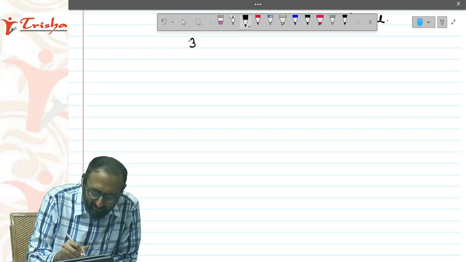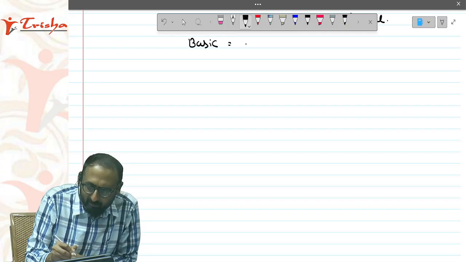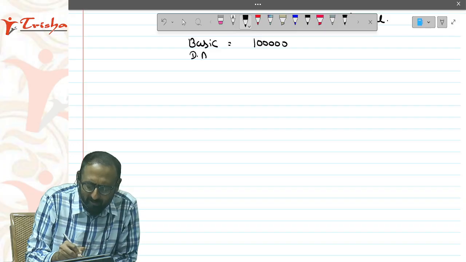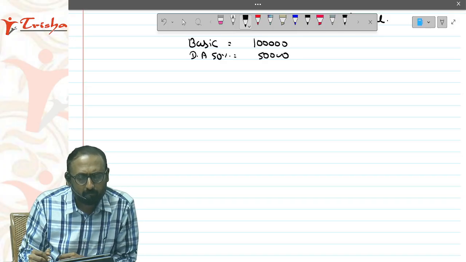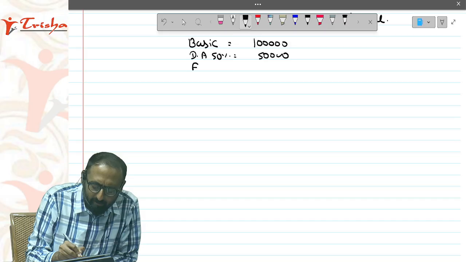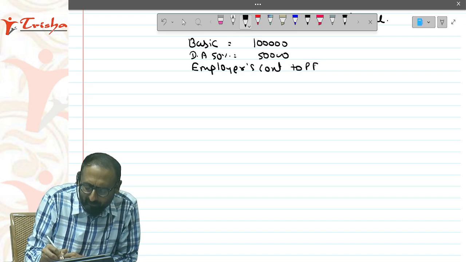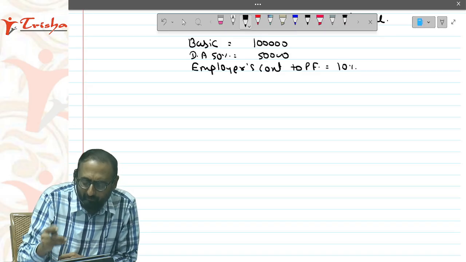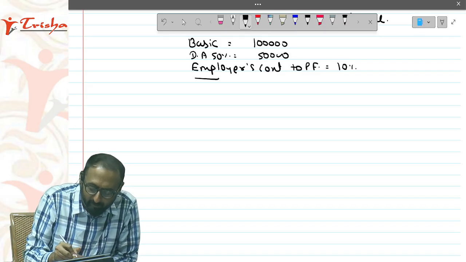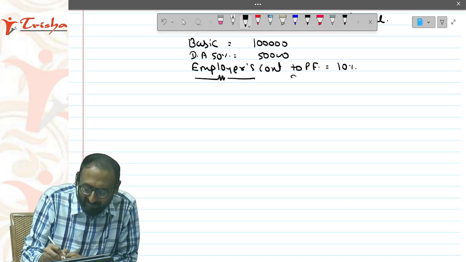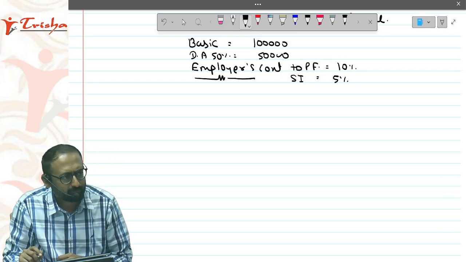Guys, basic salary given in the question, suppose 1 lakh rupees. Dearness allowance is 50%, suppose 50,000 is your dearness allowance. Then employer's contribution to provident fund is equal to 10% of basic salary plus DA. Employer's contribution to state insurance is 5% of basic plus dearness allowance.